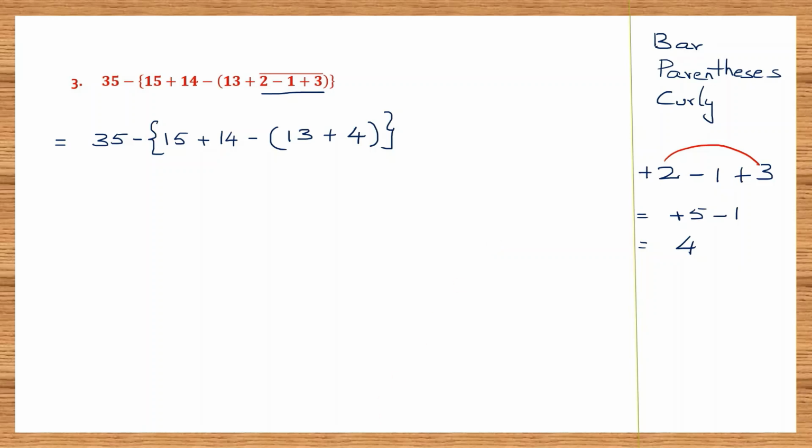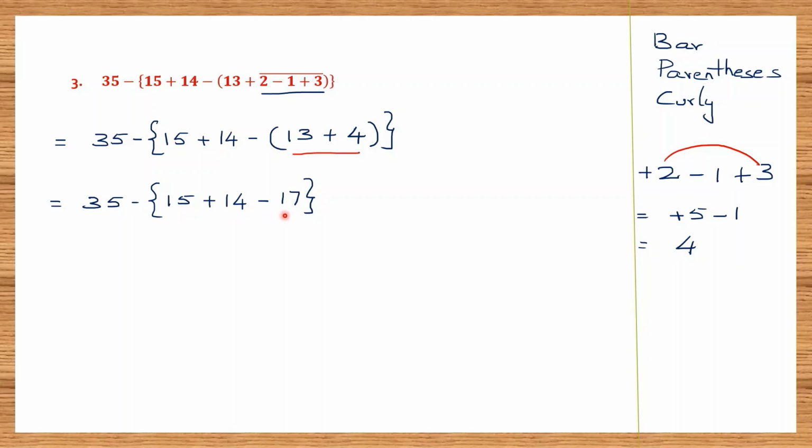That means 13 plus 4 has to be done before I work out anything else. Everything else will remain the same: 35 minus {15 plus 14 minus, now 13 plus 4 is 17. So I've removed my bracket after simplifying what's inside, and I've got minus 17. Now I need to work out what's within the curly brackets. So what do I have? 15 plus 14 minus 17.